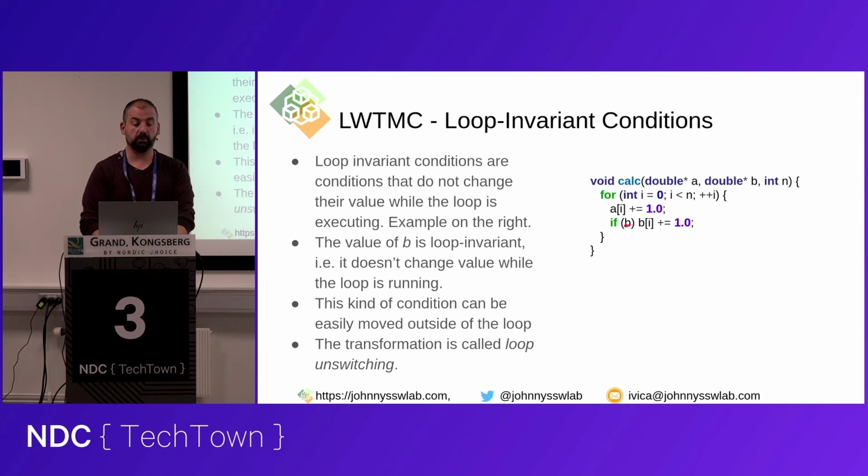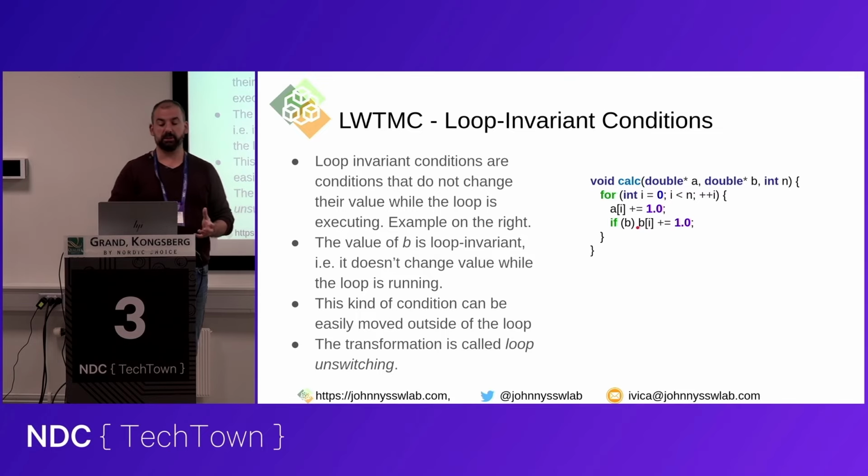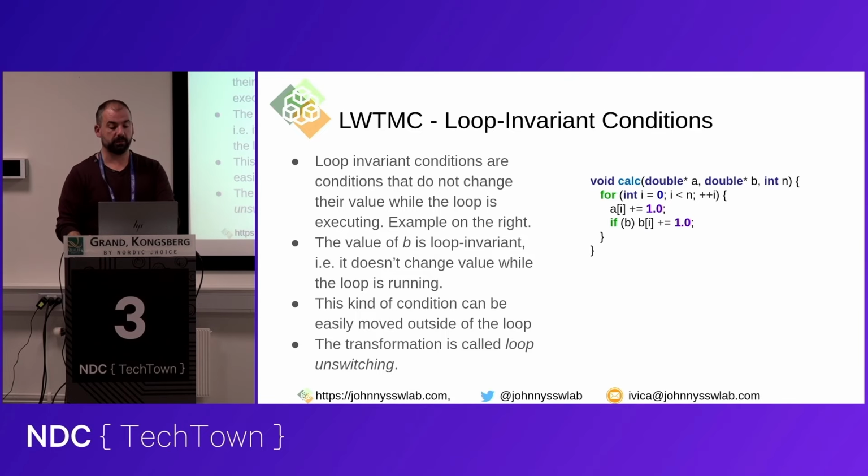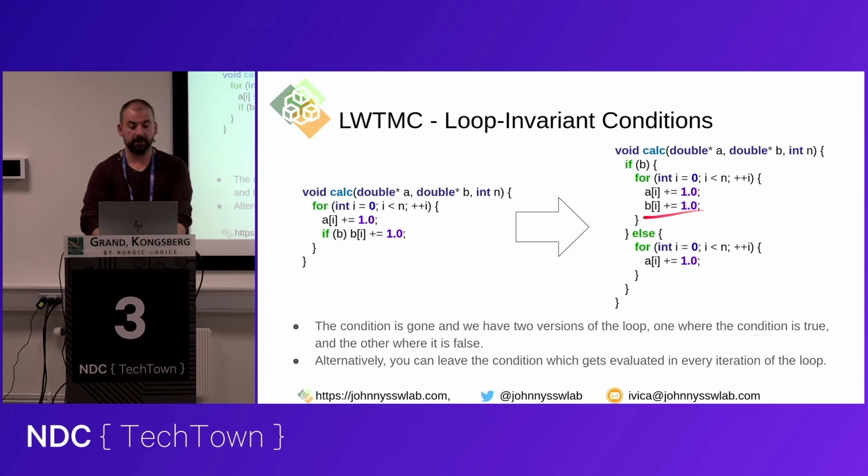and essentially compilers do get rid of this. This transformation is called loop unswitching. Compilers do it, but there is a catch: every time you do this transformation, the size of your code grows.